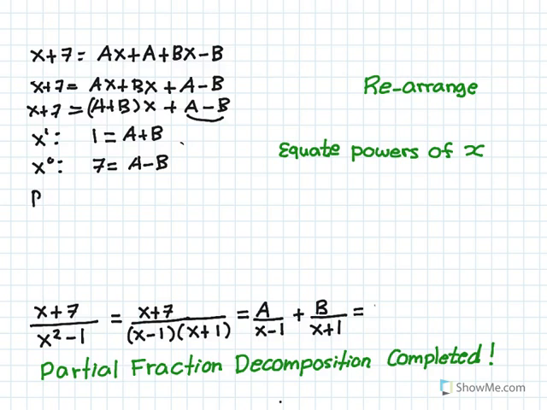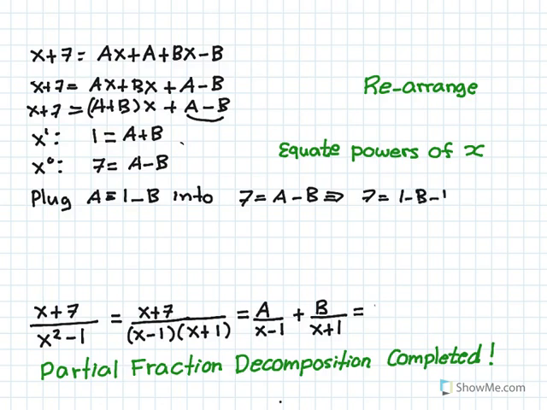So let's look at the first equation. Let's plug a = 1 - b into the second equation, into 7 = a - b. And we will get 7 = a, which is 1 - b, and we will get 7 = 1 - 2b. Subtract 1 from both sides, and we get 6 = -2b. Divide both sides by -2, and we will get b = -3.